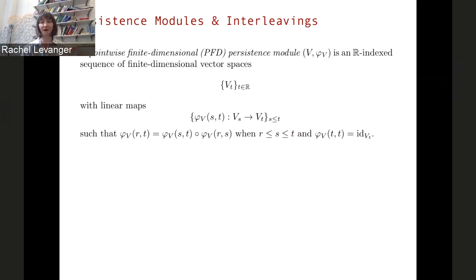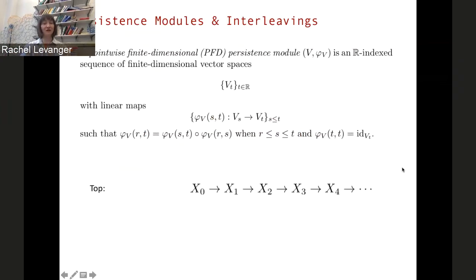So by persistence module, we just need a real valued indexed family of finite dimensional vector spaces. And then you've got linear maps between the vector spaces when your index s is less than or equal to your index t. And you also make sure that when you compose them, you get what you should get. So if I have r less than or equal to s less than or equal to t, if I jump from r to s and then s to t, that's the same as jumping from r to t.